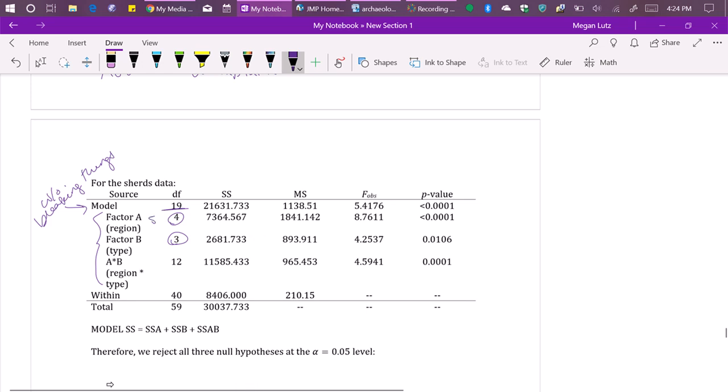So this is 5 minus 1 for factor A. This is 4 minus 1 for factor B. And this is 5 minus 1 times 4 minus 1 for the interaction. And so we can see that this is in fact the whole model, because 12 plus 3 is 15, plus 4 is 19. So all of this together gets me to 19. 19 plus 40 equals 59. So be very careful not to just add everything together, because you're going to have more than your total degrees of freedom, and that can't happen. And we see the same relationship.